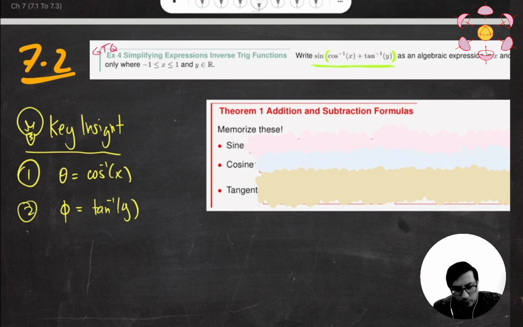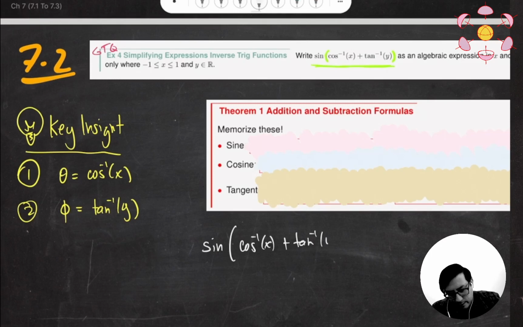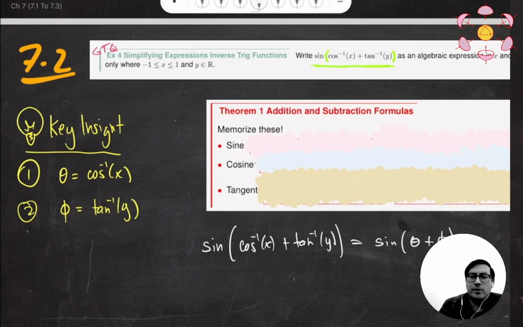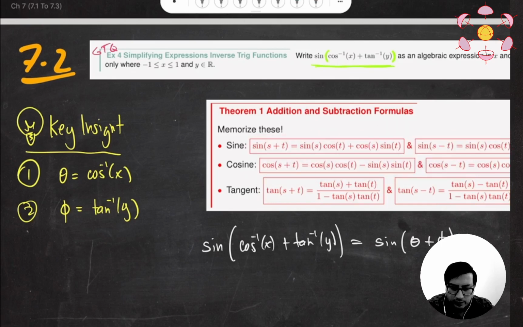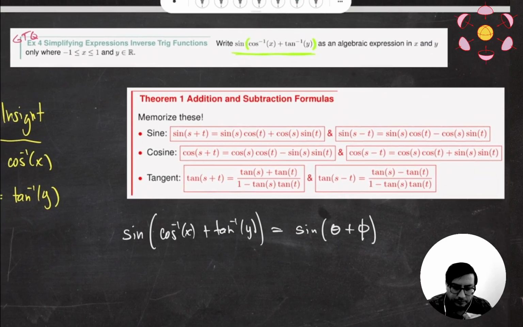With that, we can rewrite sine of cosine inverse of x plus tangent inverse of y. Because we're defining theta and phi using these identities, we can write this as sine of theta plus phi, just to simplify the notation here. All right. So I have some addition and subtraction formulas covered up here. Let's get rid of some of these. So if I uncover that one, and this one, and if you look at these, which ones do we need?